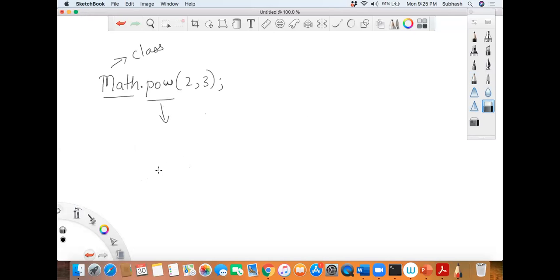Now, what is the meaning of Math.pow? What am I trying to do here? It is equivalent to writing 2 to the power 3, and therefore this will give us the output as 8.0. Is that okay, guys? Why I gave you this is, we might have some program which will make use of this. So just understand this for now.